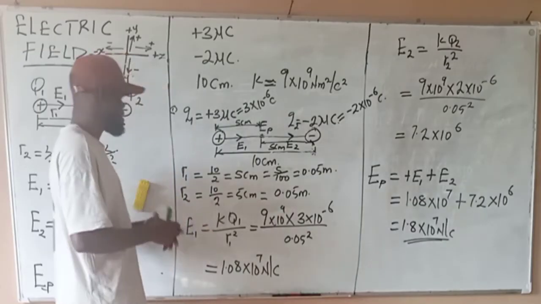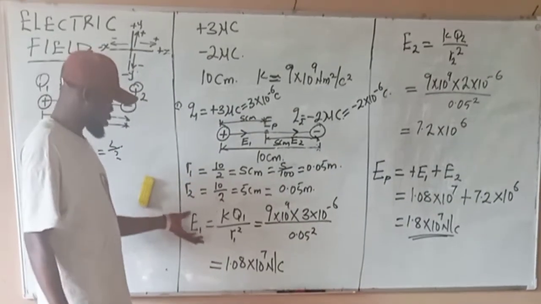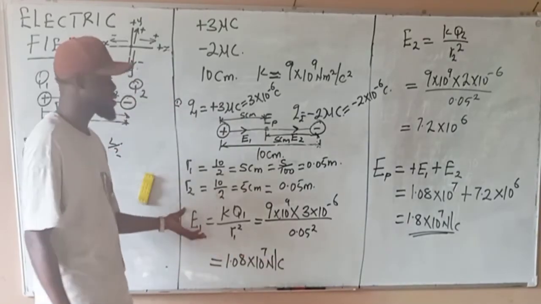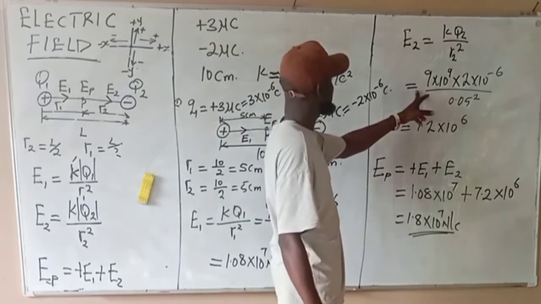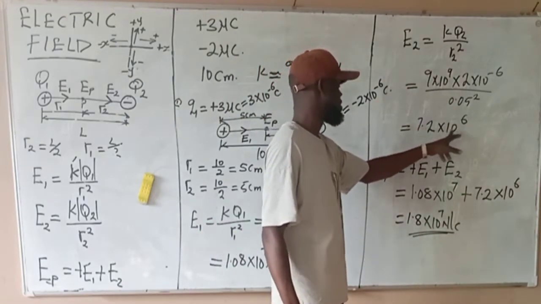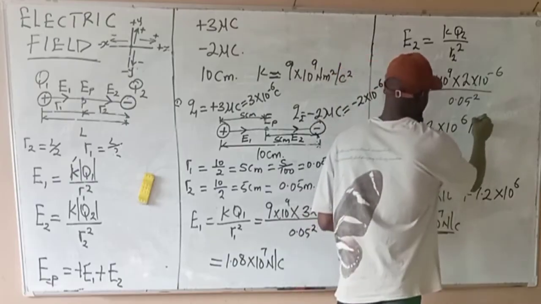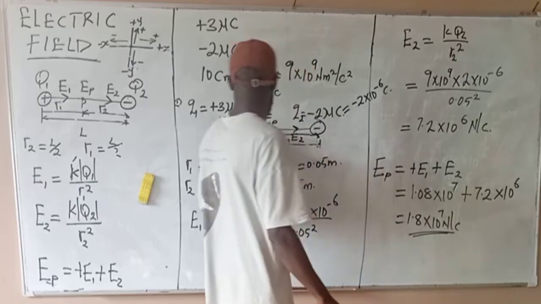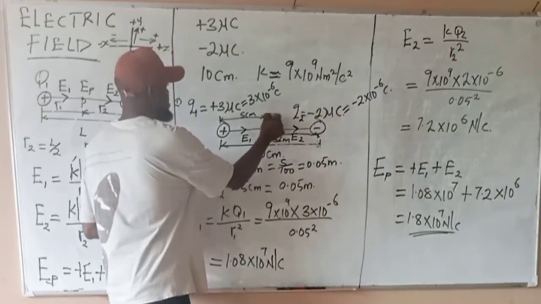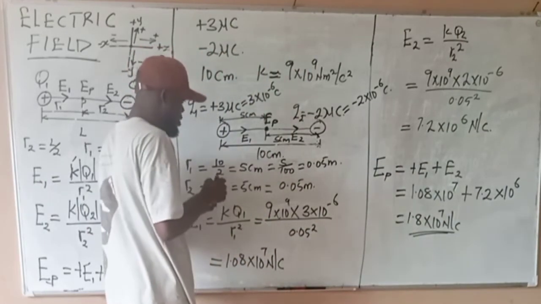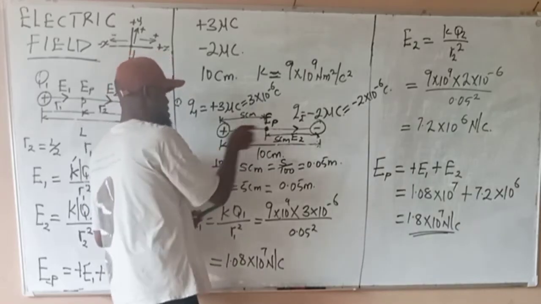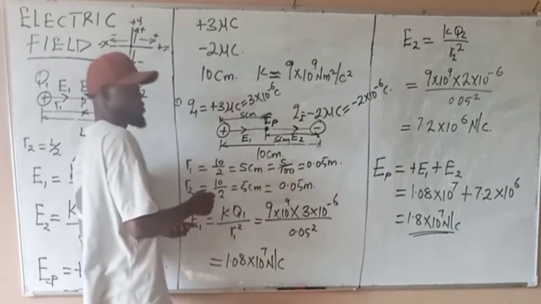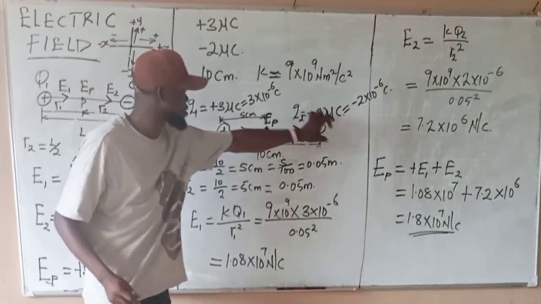Alright, if you solve it with your calculator, we will have 1.08 × 10^7 newton per coulomb for this E1. Then you'll have E2 as 7.2 × 10^6 newton per coulomb. Then the total electric field at that point P, which is the midpoint, will be plus E1, since it goes to the right-hand side, plus E2. Since E2 also goes to the right-hand side, it will be plus and plus.